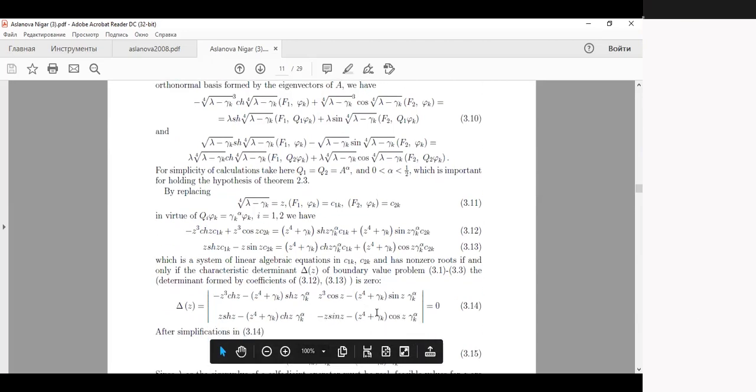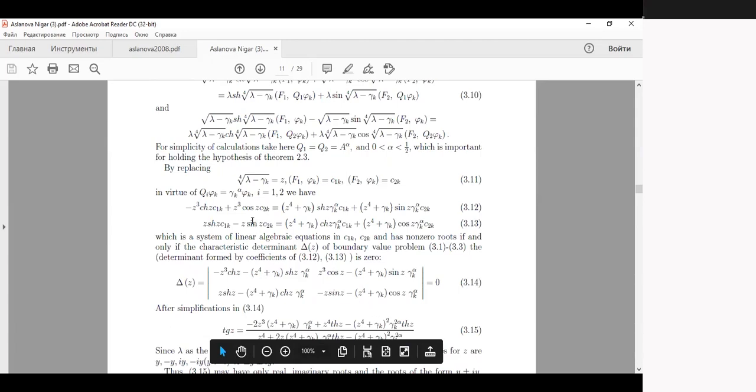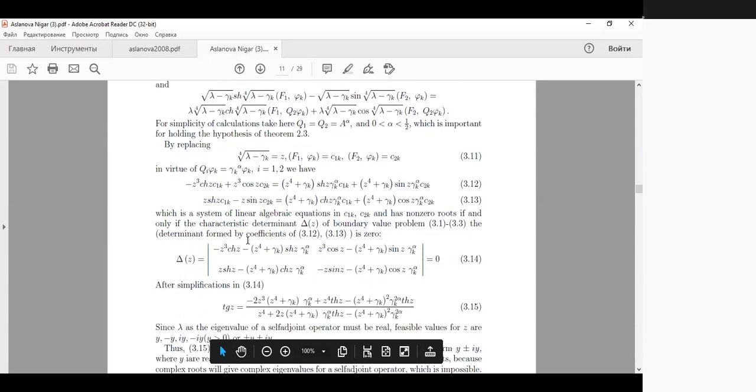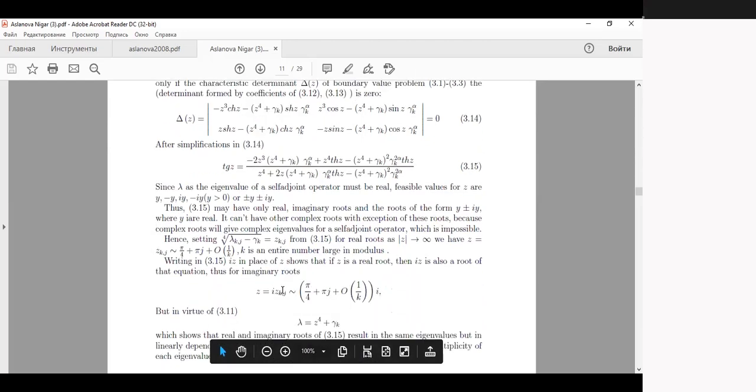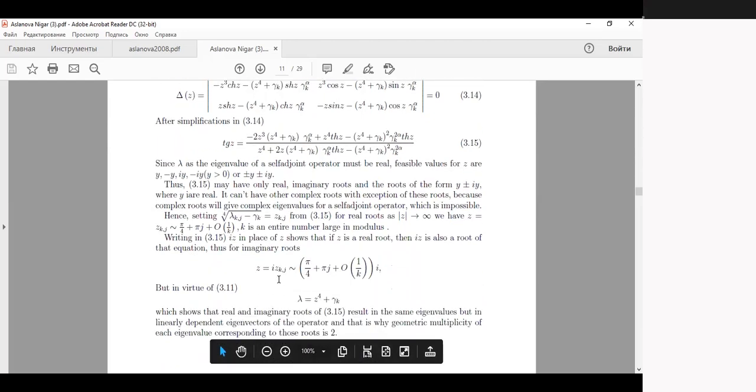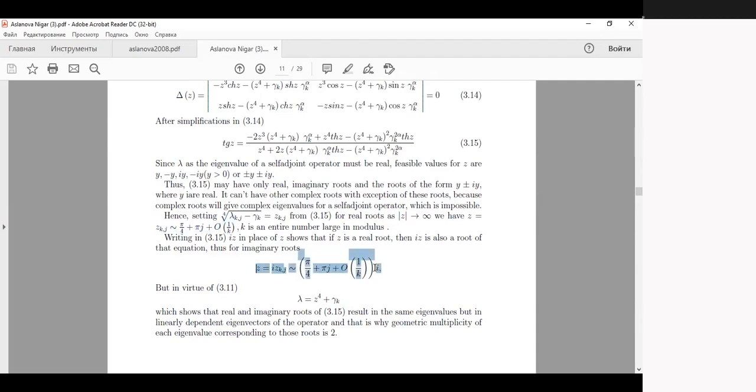Firstly, it can't have complex roots. We have to start from here, because complex roots would result in complex eigenvalues for a self-adjoint operator. It is impossible. That's why it has no complex roots, with the exception of imaginary ones, or of the form y plus minus iy. It has real roots and imaginary roots, and their asymptotics are like that. For real roots, we have that one. For imaginary ones, that one.